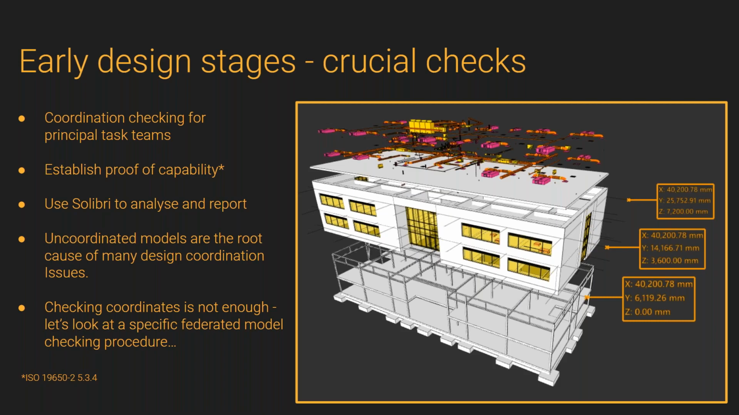So I've got an example of a coordination issue on the next slide. Just before I move off this slide, though, I think it's worth mentioning the second point there: establishing proof of capability. That's something that we have to do in the ISO standards, 19650 suite of documents. And I think that's something that we can report on using software like Solibri more adequately now. Previously, when disciplines or anyone were seeking appointment on a project, you'd have to fill in a qualification questionnaire, right?